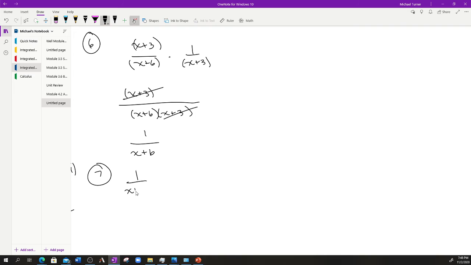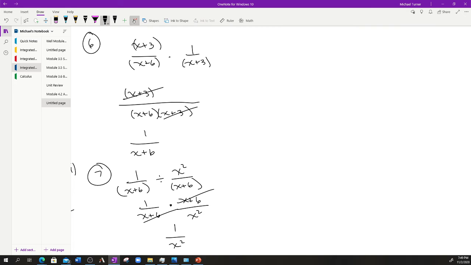1 over x plus 6, and I'm going to divide that by x squared over x plus 6. Using my fraction rules, keep, change, flip. I'm going to keep the first, change the operation to multiplication, and then flip the second fraction. By doing so, now I have an x plus 6 in both the numerator and the denominator. So because of that, I can cancel out that common term. X plus 6 cancels, and then multiplying straight across, I end up with 1 over x squared.